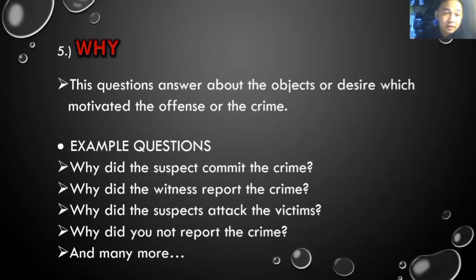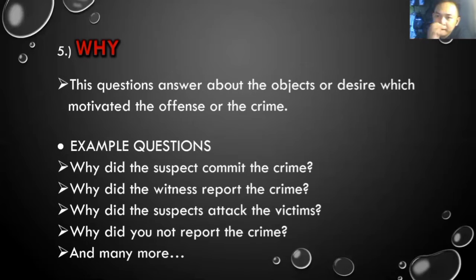5. Why? This question answers about the objects or desire which motivated the offense or the crime. Ito yung sumasagot sa katanungan na why, bakit niya nagawa yung gantong krimen, bakit niya nagawa yung sa biktima, yung ganun. Example questions: why did the suspect commit the crime? Why did the witness report the crime? Why did the suspect attack the victims? Why did you not report the crime?